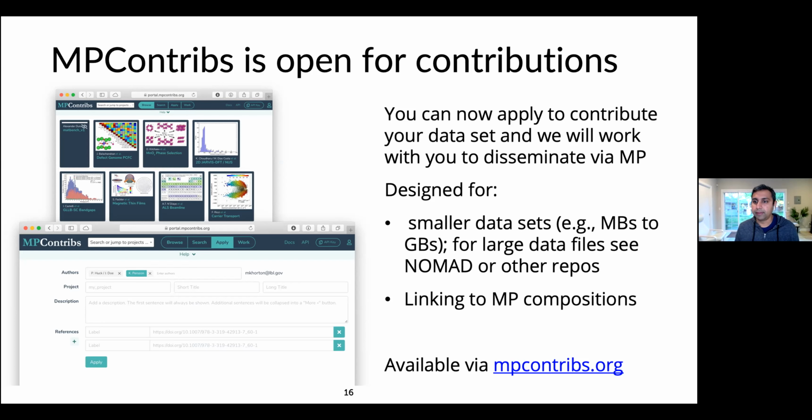The other real thing is that the data should really link to the Materials Project compositions in order for it to be useful. So if you had a data set on lots of organic compounds, we don't really have organic compounds on Materials Project. So it's unlikely that someone would get from Materials Project to your data set if you didn't have some links to Materials Project compositions. So with those two caveats, if there's anything that really fits here, we'd really be happy to help you disseminate that.